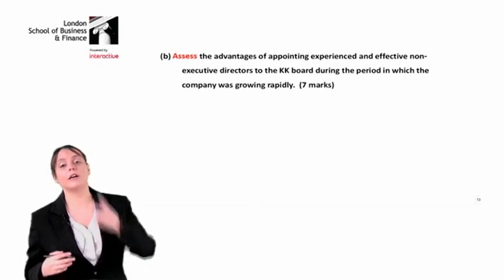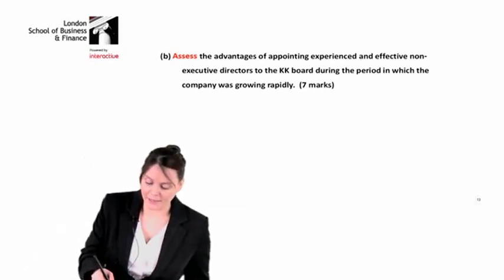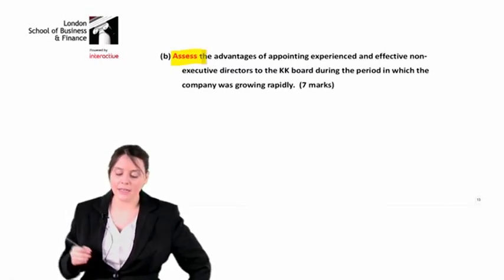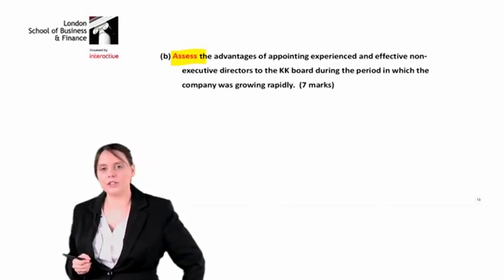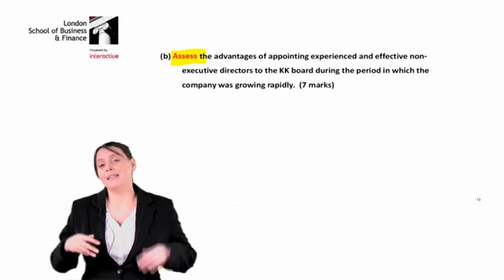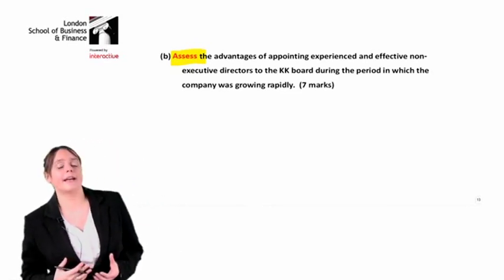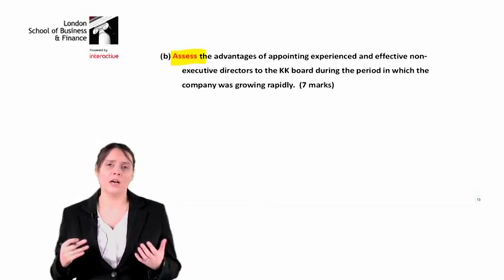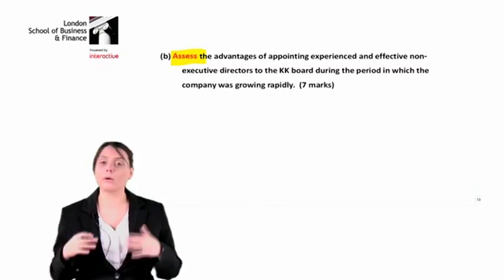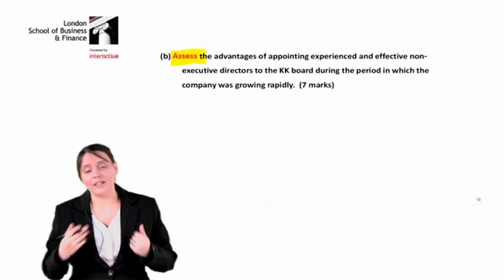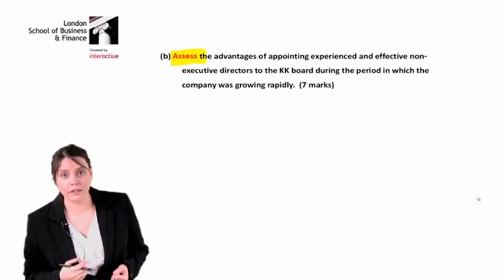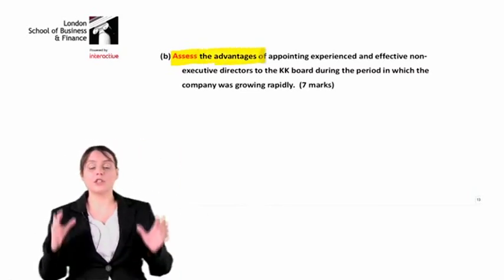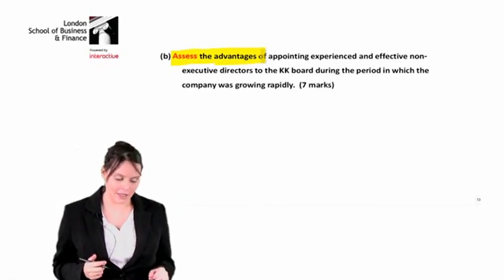In Part B, we only have 1 instruction, where we've been asked to assess the advantages of appointing experienced and effective NEDs to the KK board during the period in which the company was growing rapidly. Now, the verb assess, the instruction there, is usually going to be to explain the strengths and weaknesses of a particular function, role, or idea, perhaps. However, in this question, the examiner has gone a step further and given us an even more specific instruction. So he wants us to assess the advantages of having NEDs on the board.